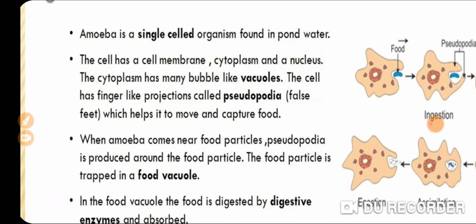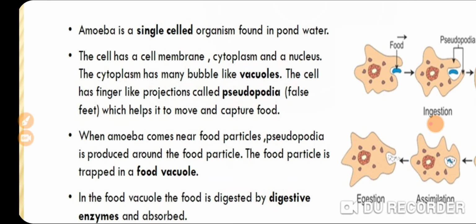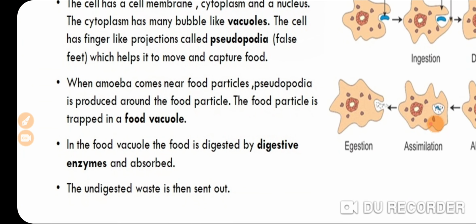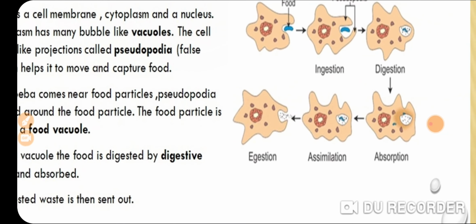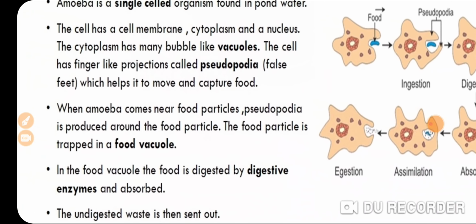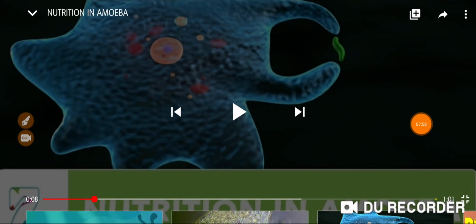When amoeba comes near food particles, pseudopodia are produced around the food particle. The food particle is trapped in a food vacuole. In the food vacuole, the food is digested by digestive enzymes and absorbed. The undigested waste is then sent out from the body. Again, I am going to share a video showing the nutrition in amoeba.